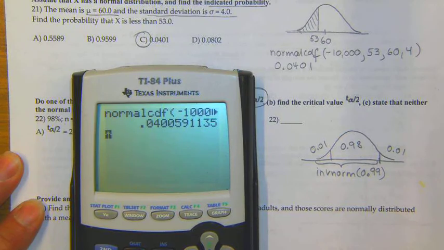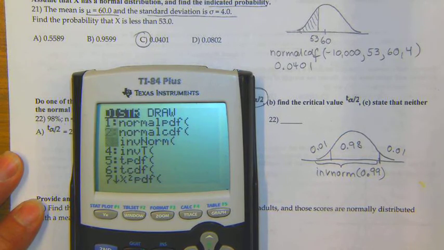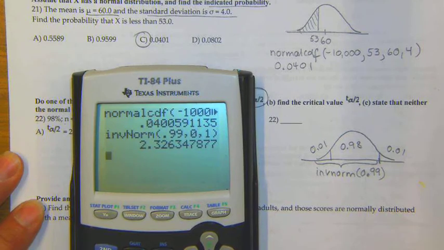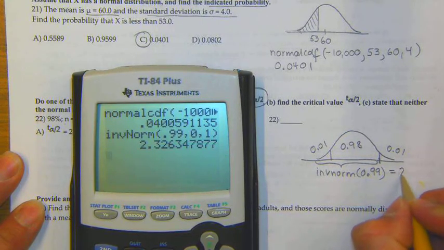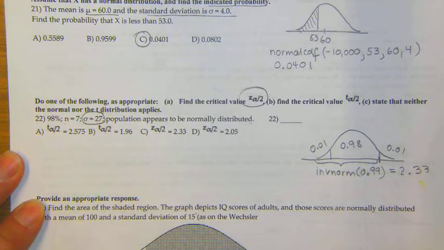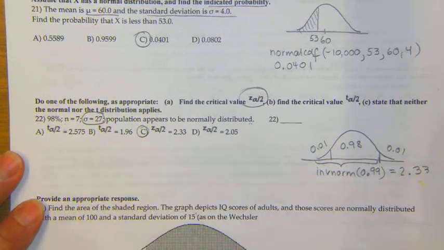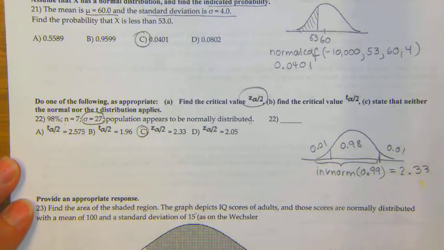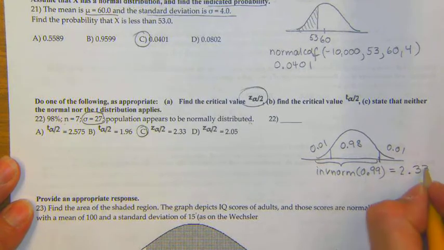So using second bars and inverse norm of 0.99, and that's a standard normal distribution. We're looking for z-scores. You hit enter, we round z-scores to 2 decimals, so it's 2.33 over here. So our answer would be C. It's a z-score. So the critical value is a z-score and the value is 2.33.